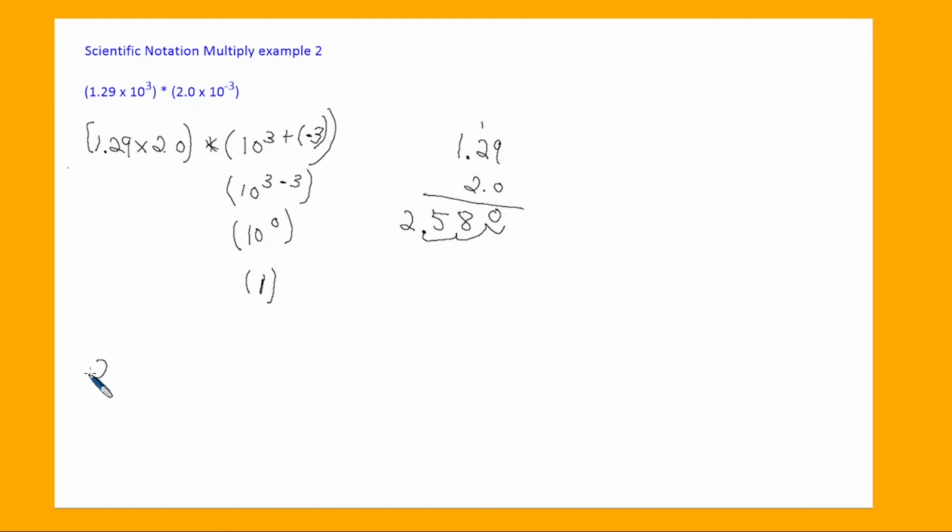And I have 2.58 times 1, which is basically 2.58. And that is my result. And there's no need to put that into scientific notation.